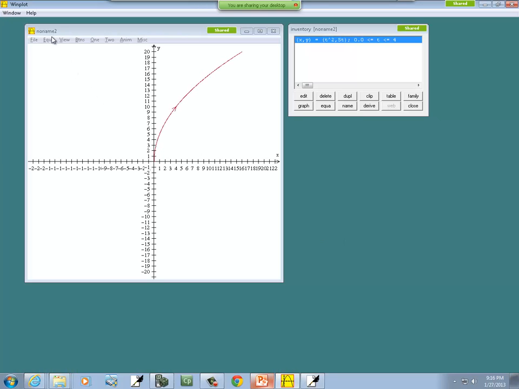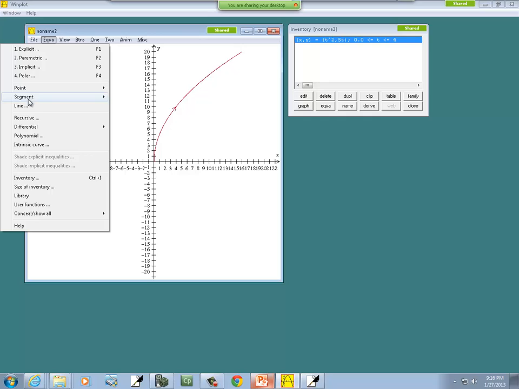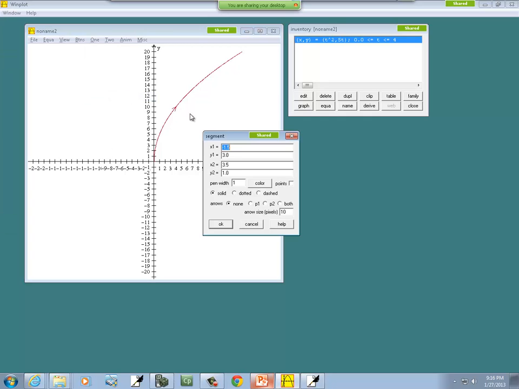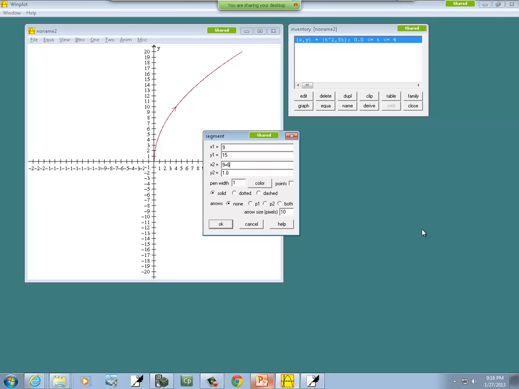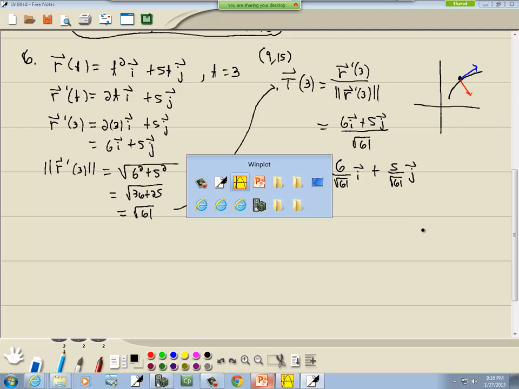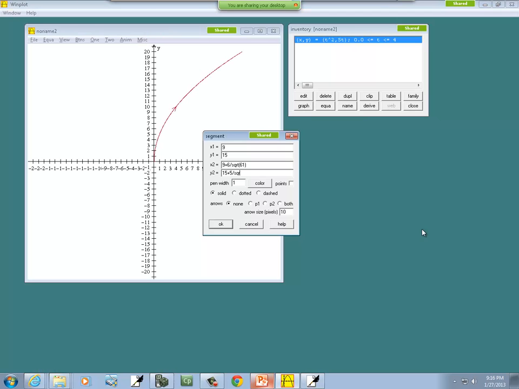So I'm going to choose equation, and I'm going to choose segment, and I'll choose xy. Now for my x1 and y1, I'll choose 9 and 15. Now for my x2 and y2, I'm going to put 9 plus, and then my i component is 6 over square root of 61. So I'm going to put 9 plus 6 divided by square root of 61. And for y2, I'm going to put 15 plus 5 over square root of 61.